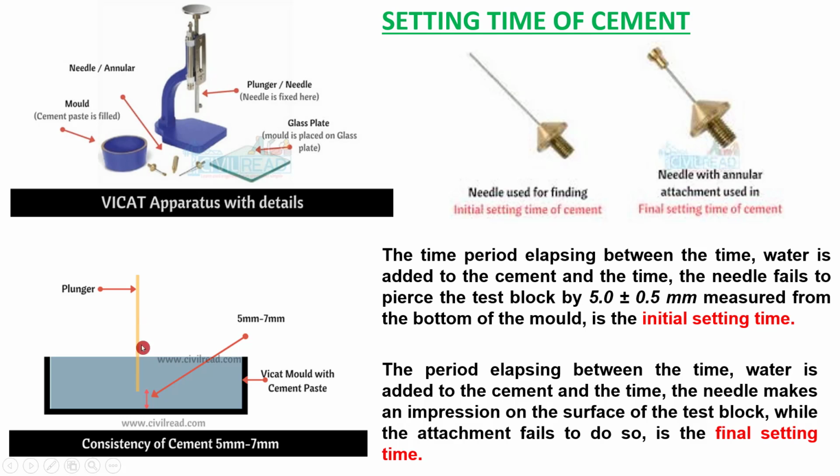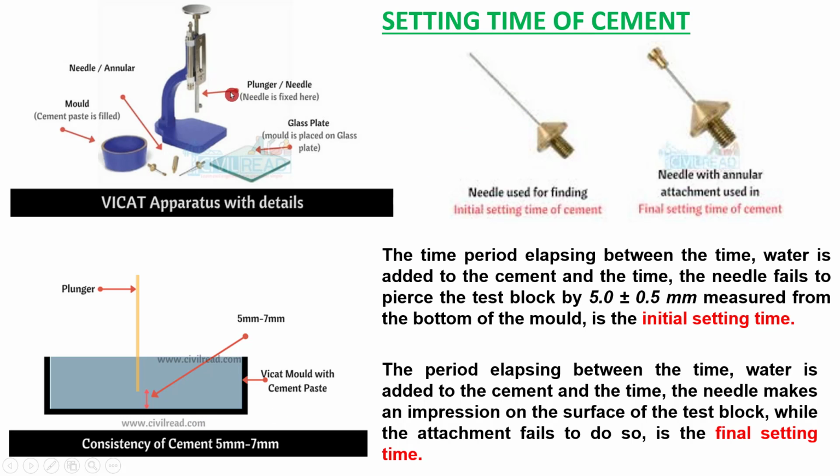Okay, so this is a mold. In this mold we will add the cement plus water, and then we will place it on this apparatus above this glass plate, and then we have two things. The first needle is used for finding the initial setting time of cement, and the second one is used for finding the final setting time of cement. Initial is 30 minutes and final should not be more than 10 hours, as I told.